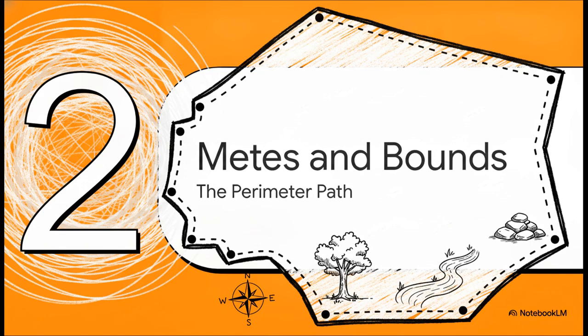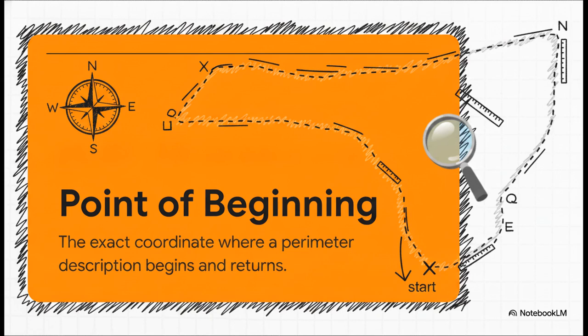Moving right along to Section 2, metes and bounds, the perimeter path. What's super interesting here is that this is considered the absolute most precise way to describe irregularly shaped parcels. Let's break down that name. Metes simply means measurements, so distances. Bounds refers to boundaries, or compass directions. Now, this entire system hinges on what we call the point of beginning, or POB. From that exact starting coordinate, the description literally traces the property's perimeter using distances and compass directions, wrapping all the way around until it returns exactly to that POB. Because it traces the complete outline, it can accurately pinpoint basically any bizarre, complex shape you can think of.